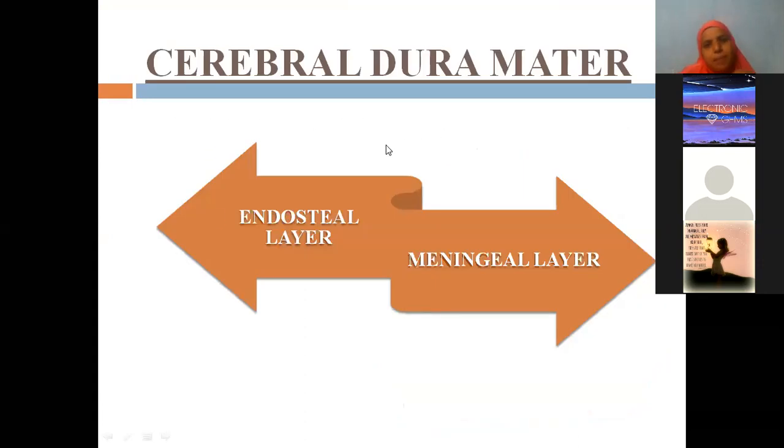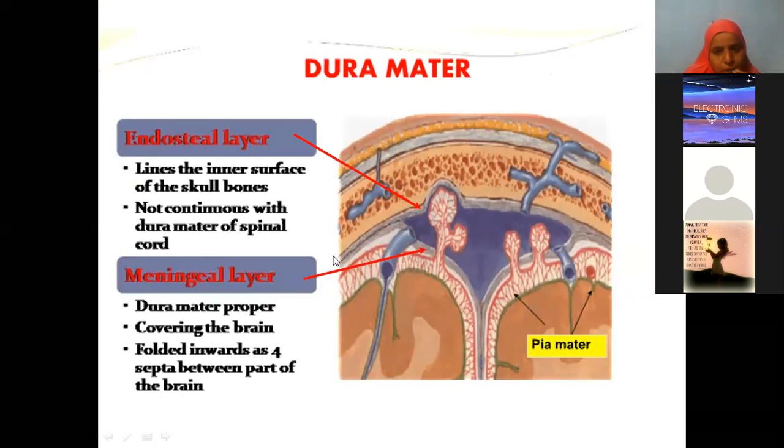So what is this cerebral dura mater? This is the outermost covering, isn't it? The dura mater has two layers, that is the endosteal layer and the meningeal layer. Between the endosteal layer and the meningeal layer, we will see the venous blood flowing. That is nothing but dural venous sinus. Now see here, this picture is very good, from Netter's Atlas.